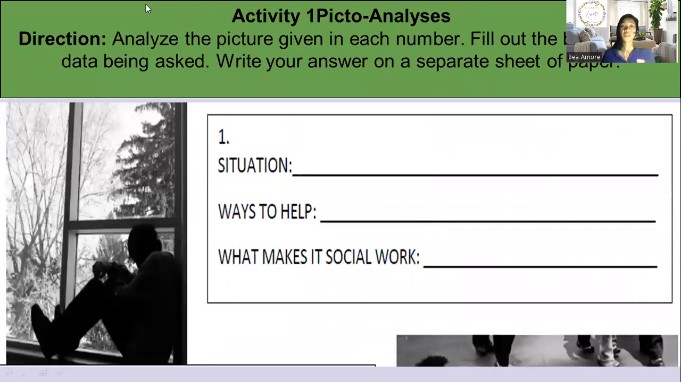So for activity number one, picture analysis. Analyze the picture given in each number and fill out the box with the data being asked. Write your answers, of course, on your notebook in DS. What's the situation? What do you think is the situation? How can you help? And what makes it social work?